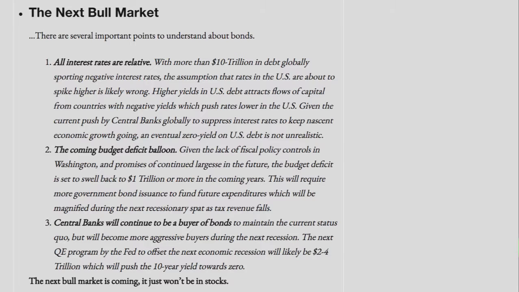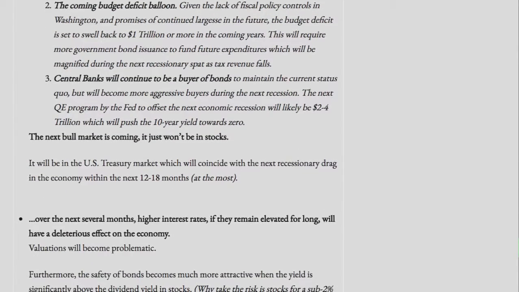An eventual zero yield on U.S. debt is not unrealistic. 2. The coming budget deficit balloon. Given the lack of fiscal policy controls in Washington and promises of continued largesse in the future, the budget deficit is set to swell back to $1 trillion or more in the coming years. This will require more government bond issuance to fund future expenditures, which will be magnified during the next recessionary spat as tax revenue fails.